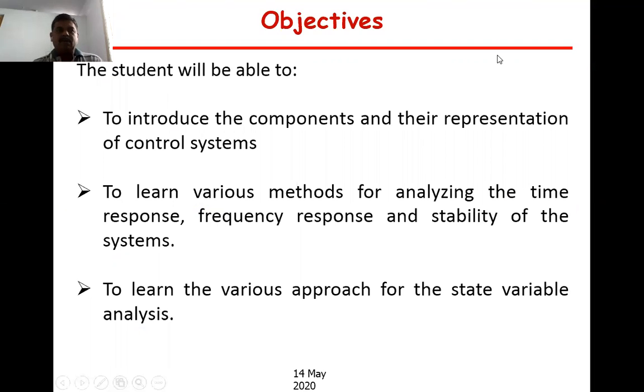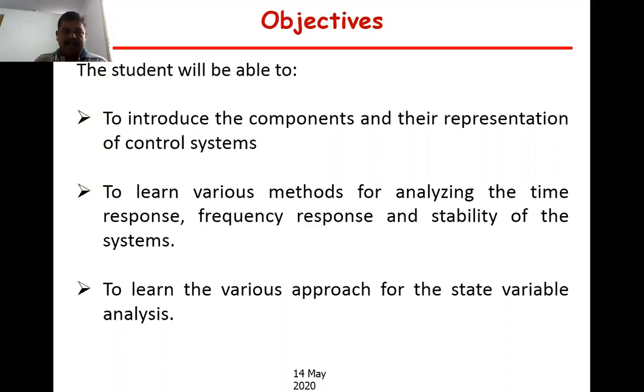The main objective of control system engineering is that the student will be able to learn the components and the representation of control systems, and then learn various methods for analyzing the control system, whether in the time domain specification or otherwise the frequency domain, and then analyze whether the control system is stable or not. The stability will be measured in time response analysis as well as frequency response analysis. Those are the various topics.